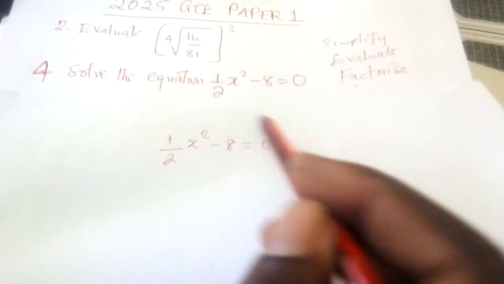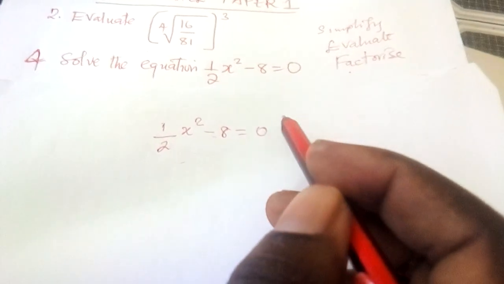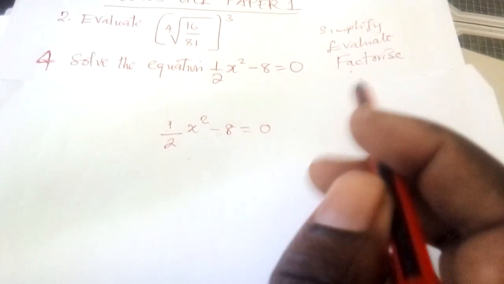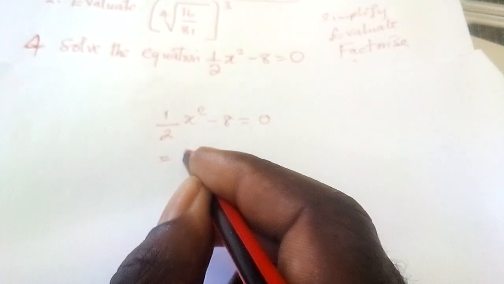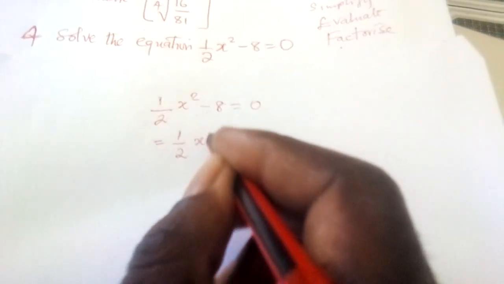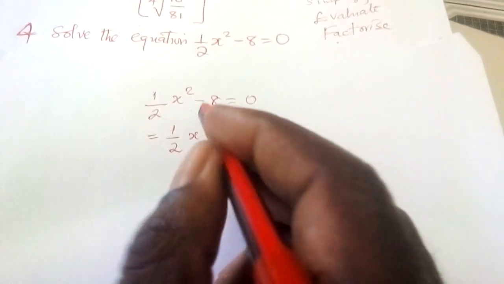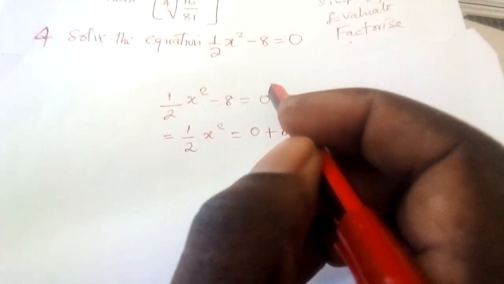So under here, first we have to group the like terms together. Which means we are taking 8 to the other side. 8 has a negative sign here, which means when it jumps the equal sign, it becomes positive. That means we are going to have half x squared equals to 0 plus 8. I have just made 8 jump to the other side.